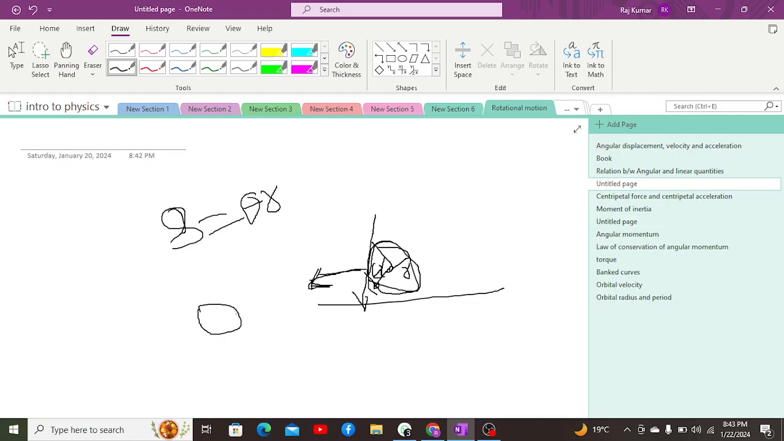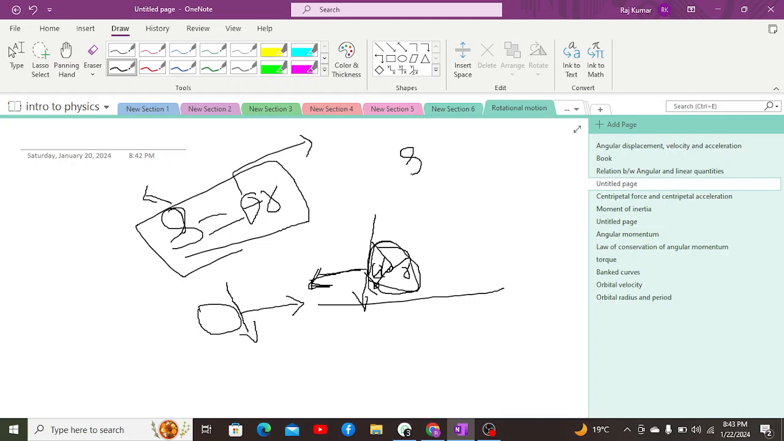Let's suppose there's a wheel that covers 360 degrees, a complete rotation, a complete revolution, right? Once it covers a complete revolution of 360 degrees, it must cover some sort of linear displacement as well. That linear displacement is expressed in terms of tangential displacement, and that is given by this formula: s is equal to theta r, where s is the tangential distance and theta is the angular distance. So this is the relation.